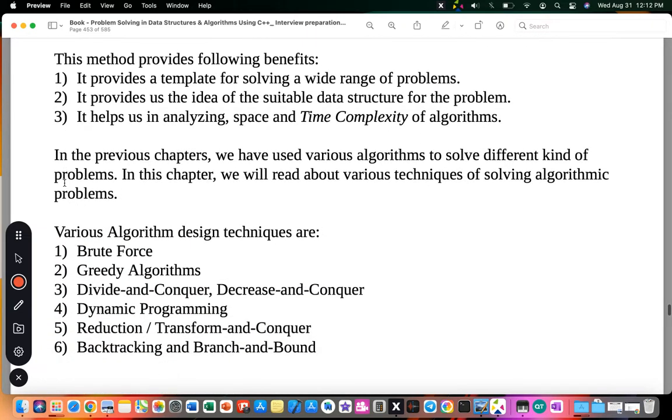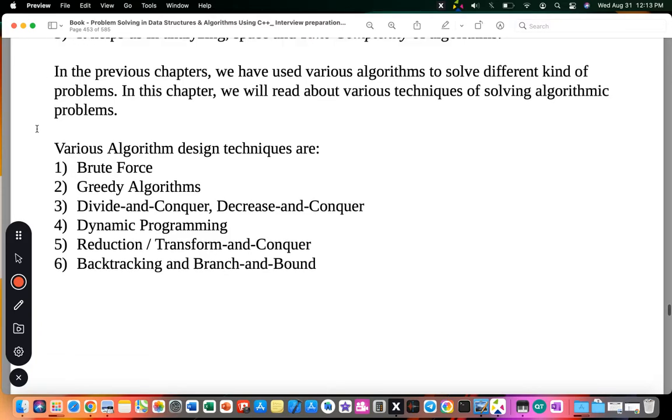This method provides the following benefits. It provides a template for solving a wide range of problems, gives the idea of the suitable data structure for the problem, and helps us in analyzing space and time complexity of algorithms. So we will get the template, we will get the data structure, and we will get the space, which is the storage, and time, which is the time required to accomplish something, complexity of algorithms.